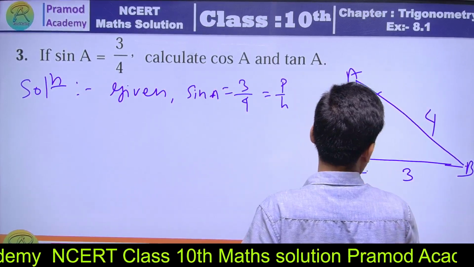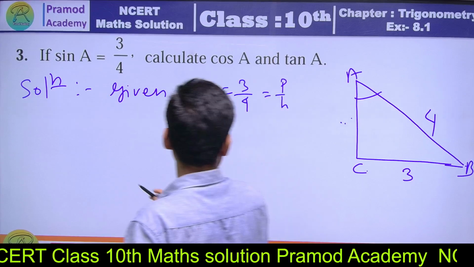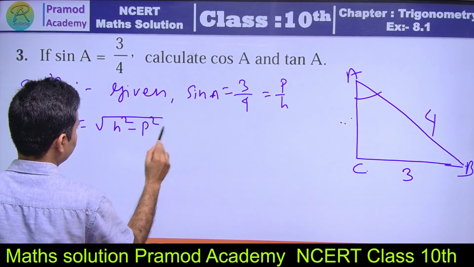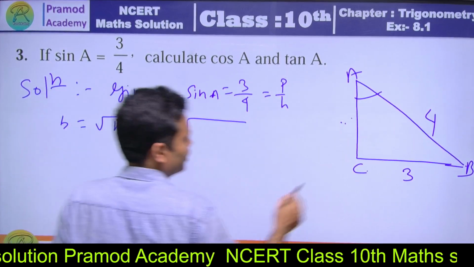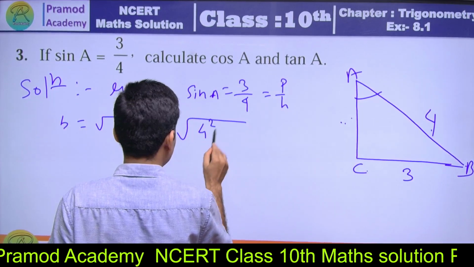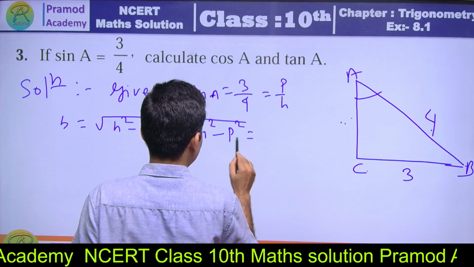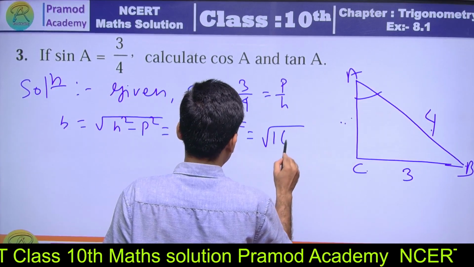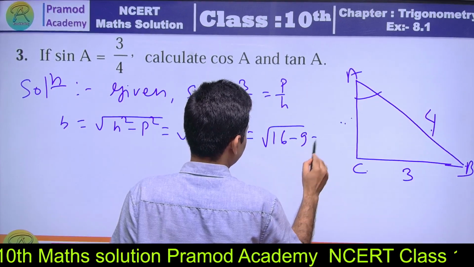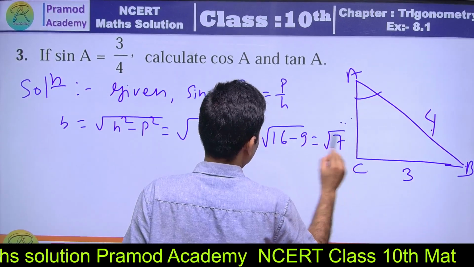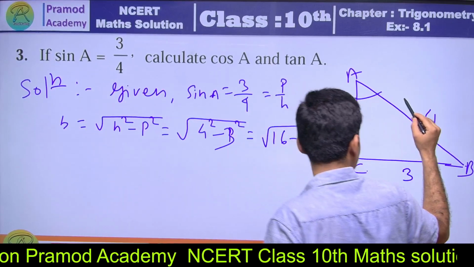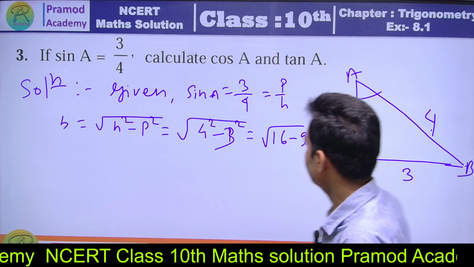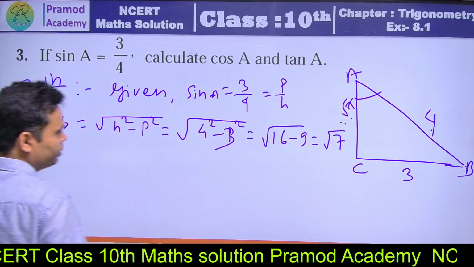I have to calculate this B. So B equals root under H square minus P square. Here the value of H is 4, so 4 square minus 3 square. So 16 minus 9, root 7. Root 7 is the value of B. This is root 7.